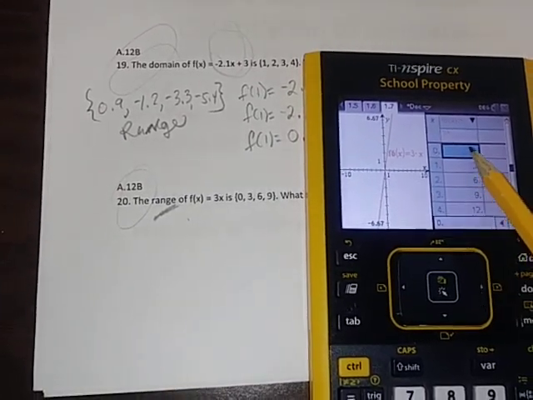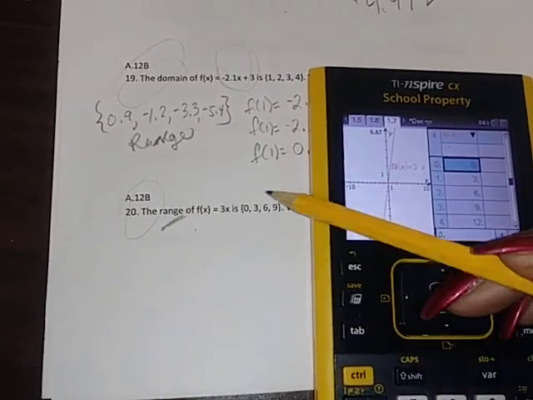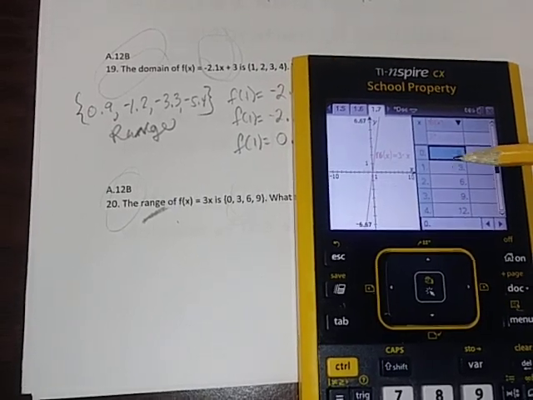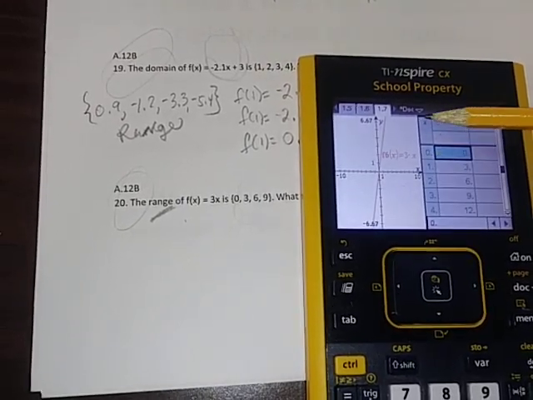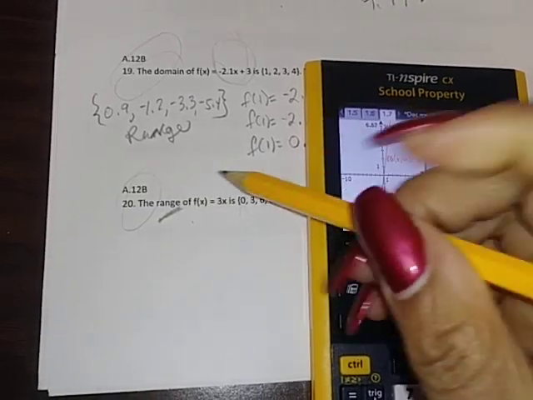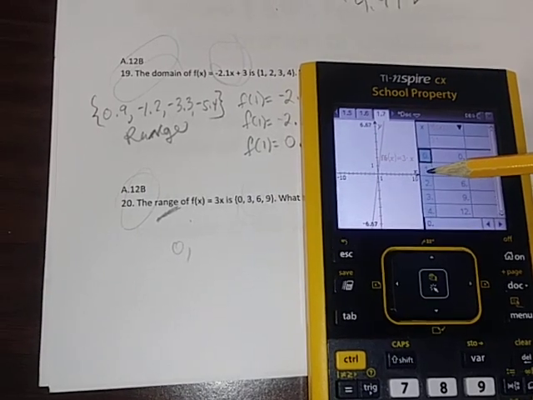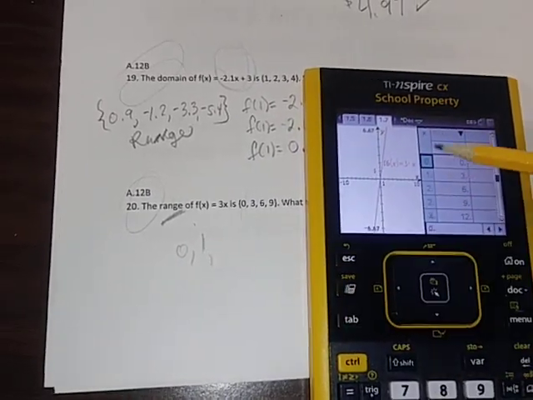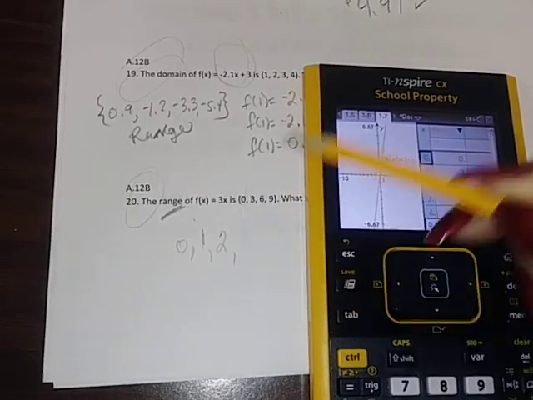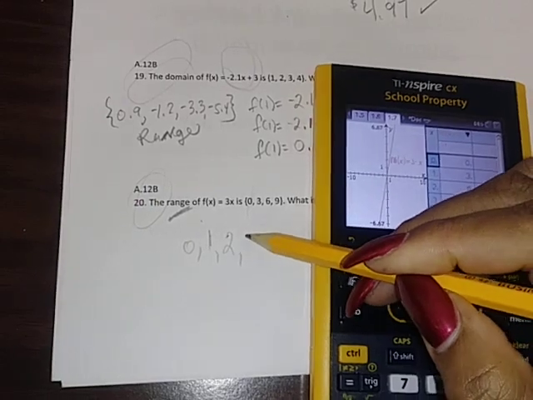Now, which side do I look on? 0, 3, 6, and 9 represent the y values, the range. So I have to start here and then look for the x values. So when y is 0, x is 0. When y is 3, x is 1. When y is 6, x is 2. When y is 9, x is 3.